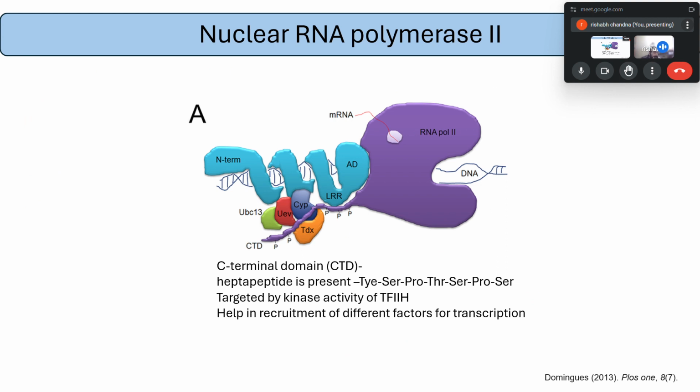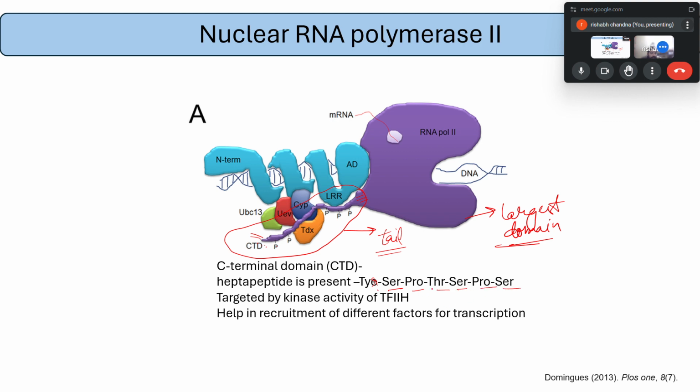This is a well-characterized RNA polymerase in the eukaryotic system, and it is important because of its special nature of activity. Okay, so it has a C-terminal domain, called the C-terminal tail. This particular domain is the largest domain of this enzyme, which has an extension at the C-terminal tail. It contains a heptapeptide. Okay, a heptapeptide that has a sequence of tyrosine, serine, proline, threonine, serine, proline, serine.